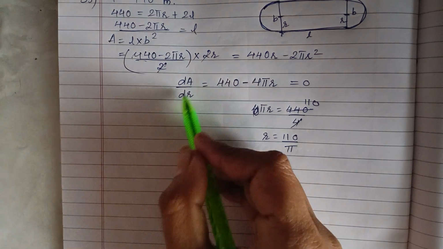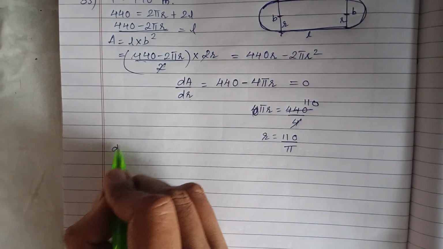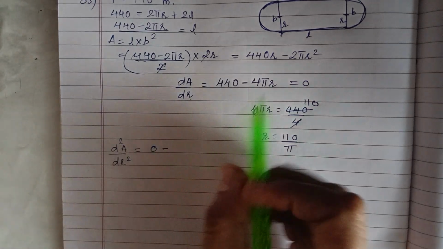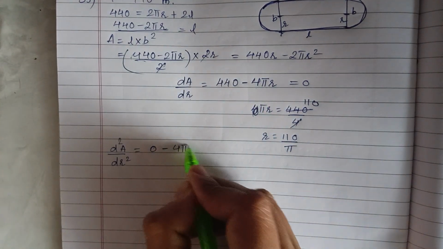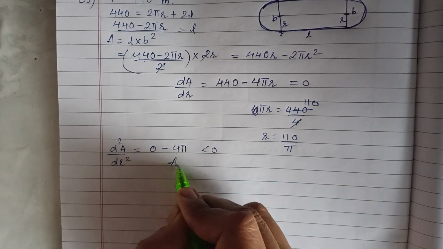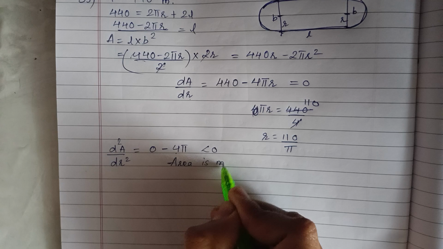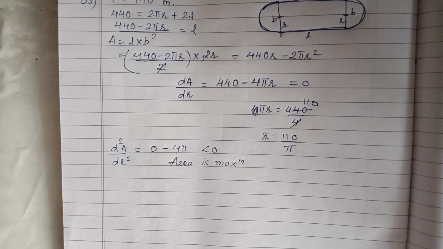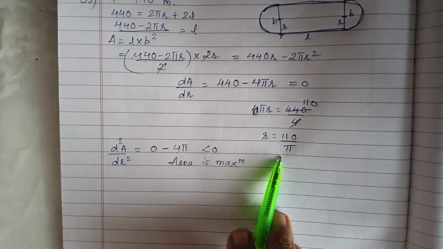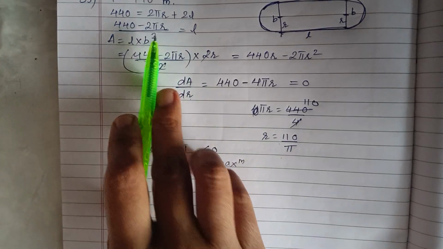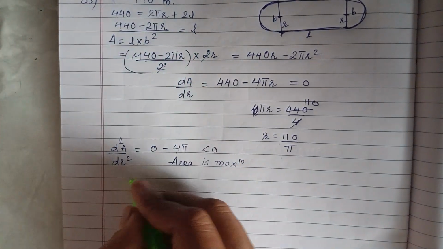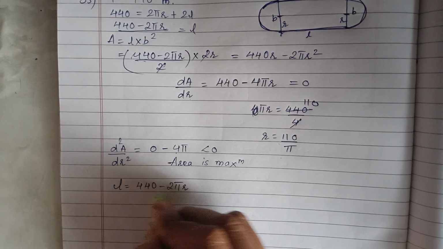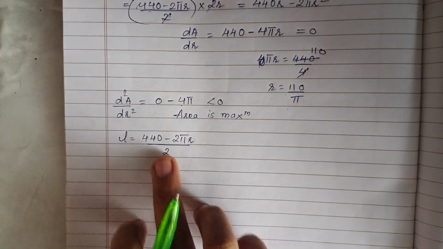So for this area, d square A by dr square is 0 minus 4 pi. So this is negative, less than 0. So area is maximum when r is 110 by pi. So our length is this, correct? 440 minus 2 pi r upon 2. So substitute r here.